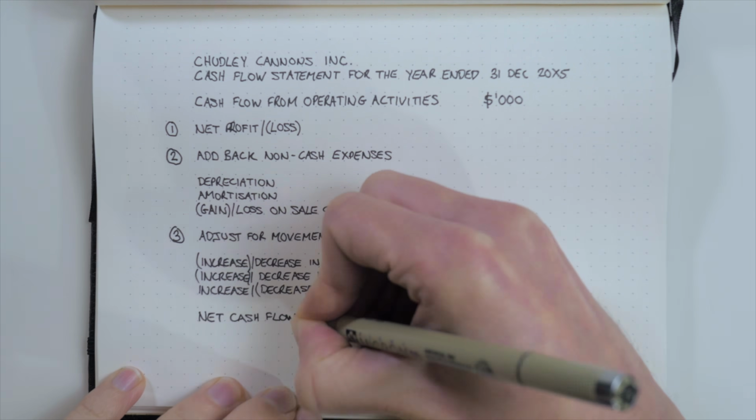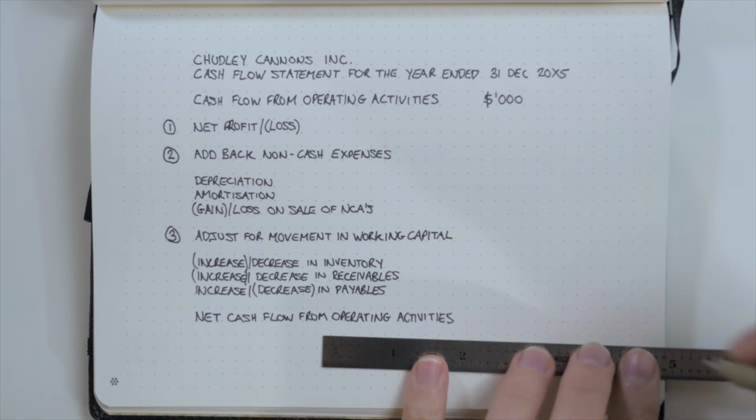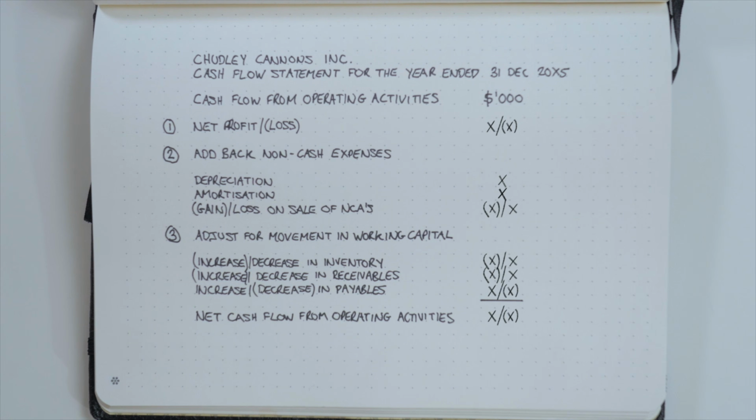Now that we've worked out the basic calculation for cash flow from operating activities, let's practice using this template with a worked example. We'll continue with that Chudley Cannons example that I took you through in the previous two videos. Last time I showed you how to calculate cash flow from operating activities with the direct method, and today I'm going to show you how to do it using the indirect method instead. And we're starting right now.